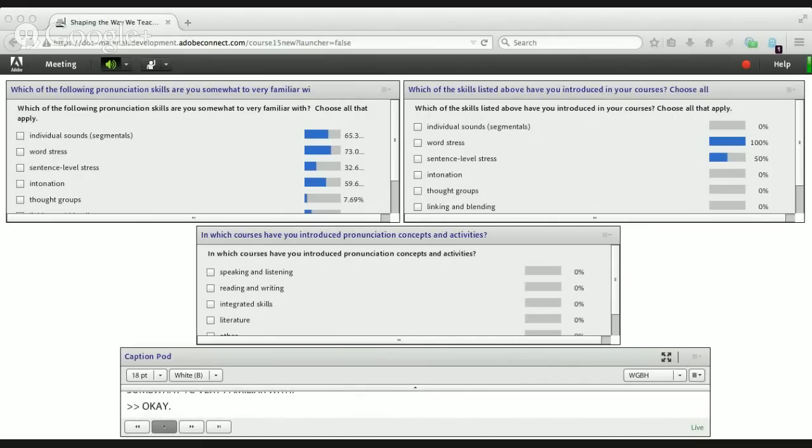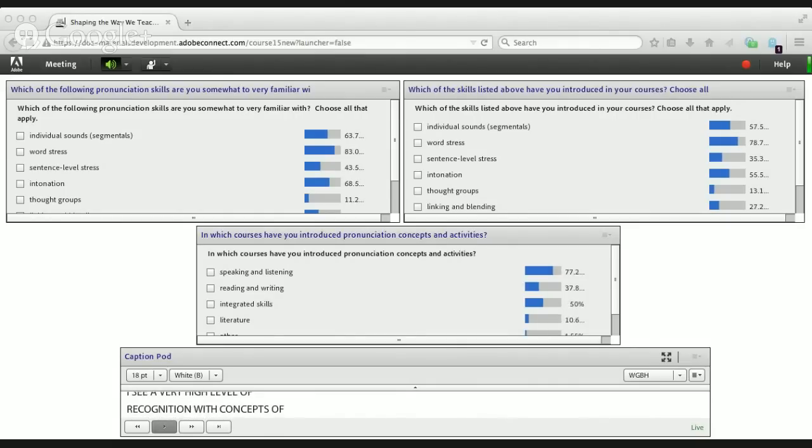Great, I see a lot of people recognizing the word or the concept of individual sounds, segmentals. A lot of people know about word stress, sentence level stress. There are different terms for that, but sentence level stress, intonation, excellent. Thought groups, maybe a little less. Linking and blending, the idea of connecting speech, and then rhythm. Great. So all of you are familiar. Excellent. I see a very high level of recognition with the concepts of word stress, individual sounds, intonation.